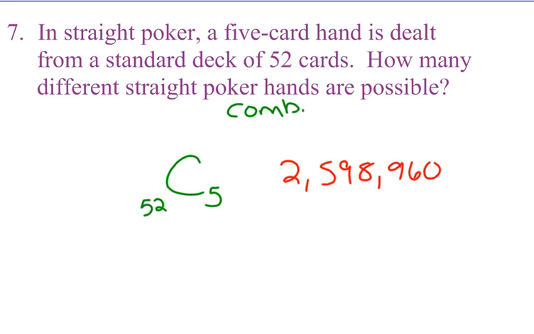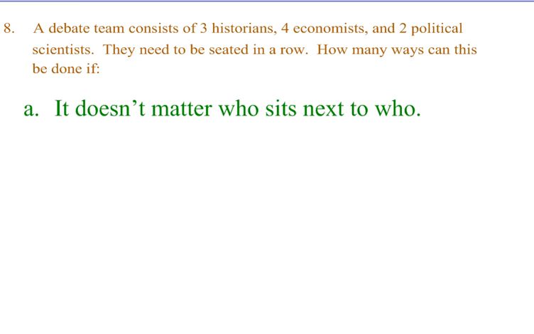A debate team consists of 3 historians, 4 economists, and 2 political scientists. They need to be seated in a row. How many ways can this be done if? So for A, it doesn't matter who sits next to who. Now, I think the way they word A, it makes you think it might be a combination. They make you sound like order doesn't matter. But when you're being seated somewhere, order always matters because you are assigned that seat. So this is still a permutation.